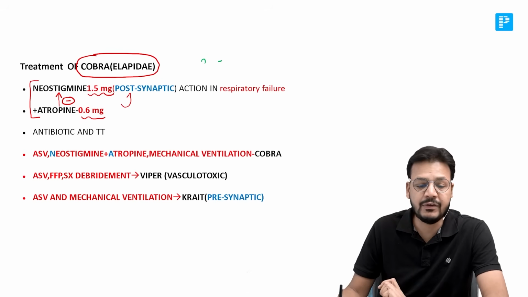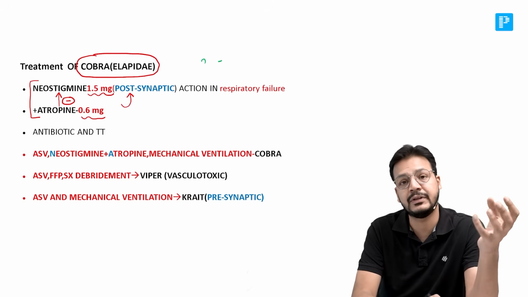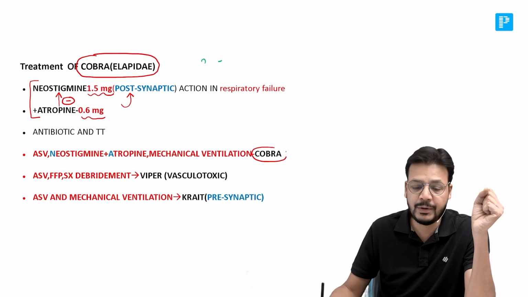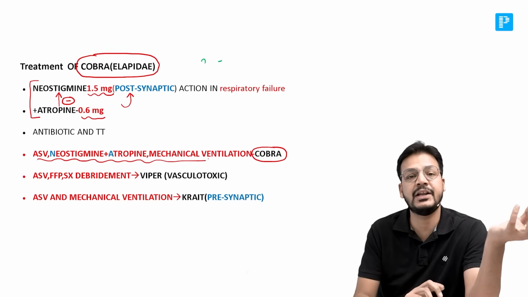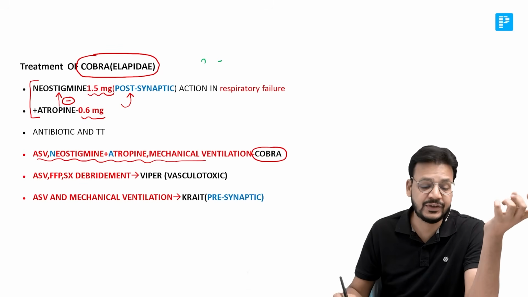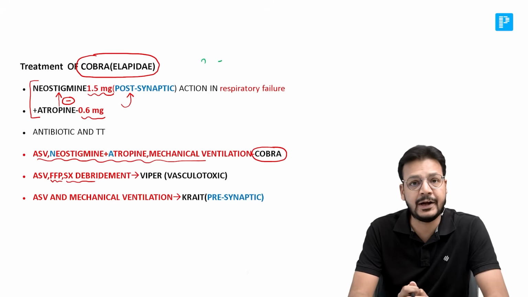And why do we give neostigmine? Because neostigmine acts on the postsynaptic cleft, and the cobra bite acts on the same. So it is very important. This is the cobra bite, that is anti-snake venom, neostigmine and mechanical ventilation. V for viper, V for vasculotoxic, that's a bleeding manifestation. That's why we give fresh frozen plasma and surgical debridement.